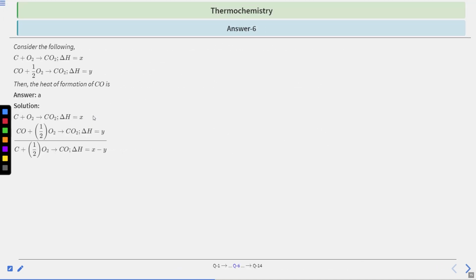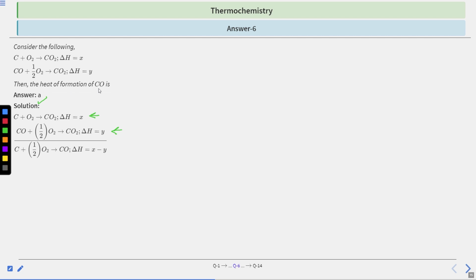Okay, so the correct answer is option A, that is X minus Y. So let's see how the equations are given in the question. C plus O2 will give you CO2, and del H for this is X. And we have this equation also in the question, that is CO plus half of O2 will give you CO2, and del H for this is Y.